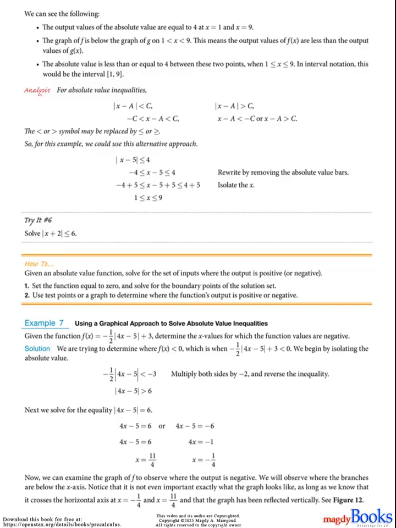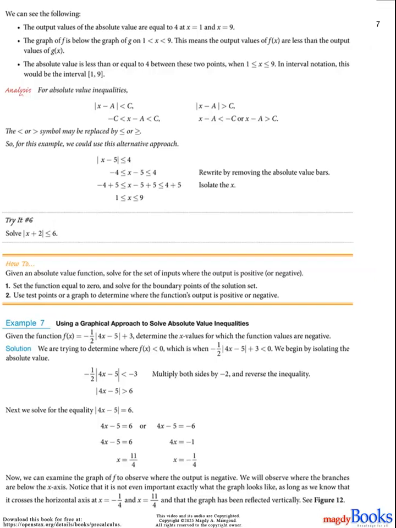Now, we can examine the graph of f to observe where the output is negative. We will observe where the branches are below the x-axis. Notice that it is not even important exactly what the graph looks like, as long as we know that it crosses the horizontal axis at x equals -1/4 and x equals 11/4, and that the graph has been reflected vertically. See Figure 12.